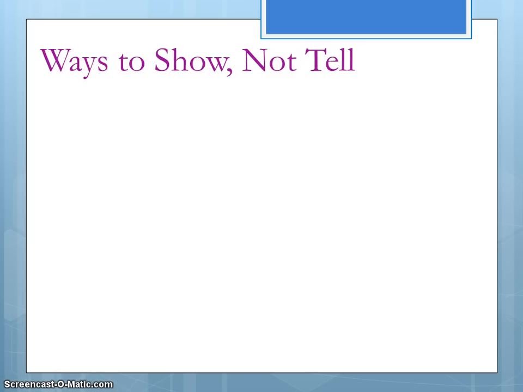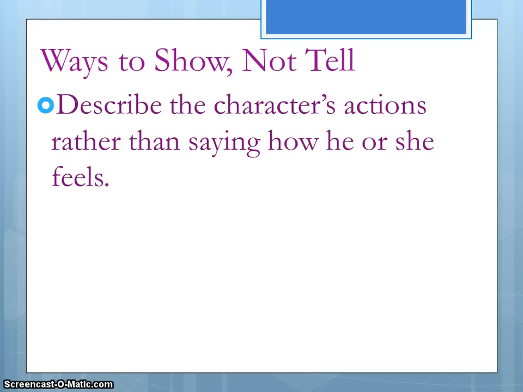So let's get started. One way to show not tell is to talk about characters' actions. Don't make announcements. Don't talk about how the character's feeling. Don't say the character is mad or sad or happy. Instead, show us through their actions that they're mad or happy so that in the end, the reader can say, wow, that character must have really been mad.